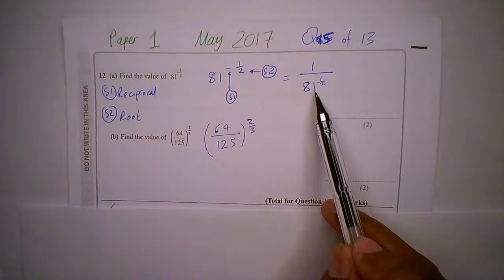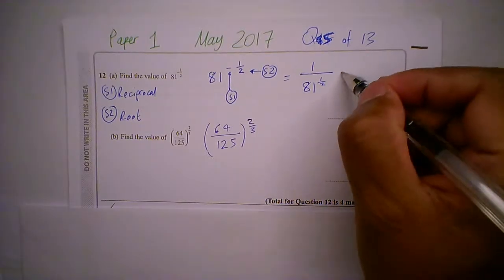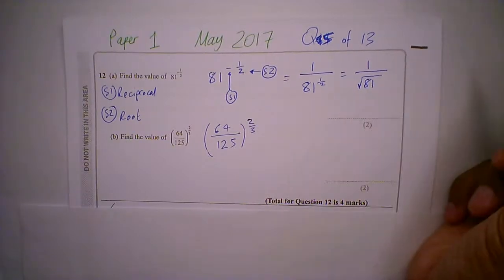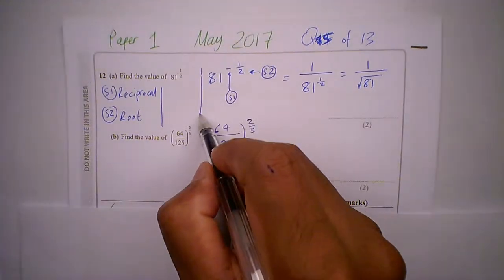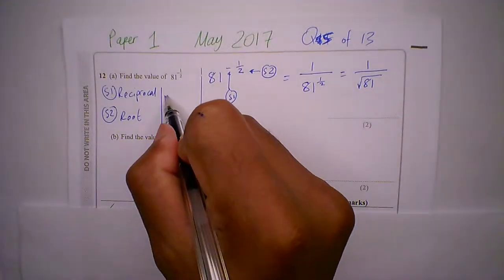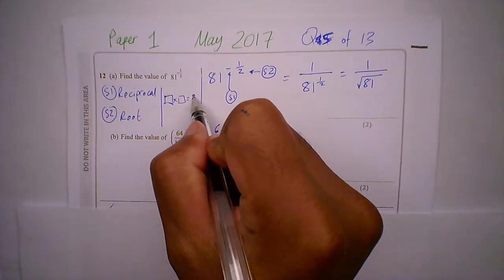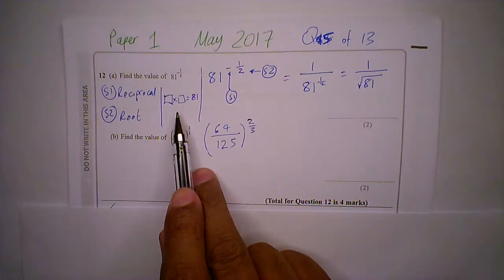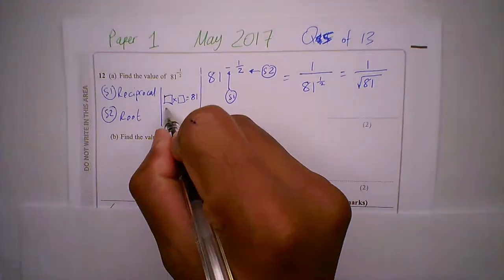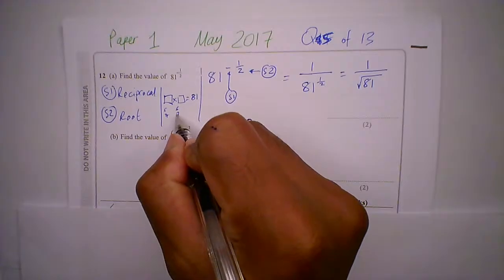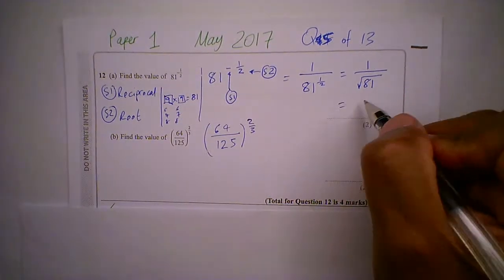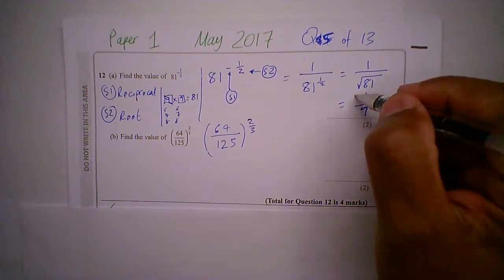You'll notice that when we have a half, it's the same as a square root. So the square root of 81. What number multiplied by itself gives us 81? It's not 1 squared, 2, so just go through it in order. 2, 3, 4, 5 squared is 5 times 5 is 25. 6 times 6 is 36. 7 times 7 is 49. 8 times 8 is 64. So 9 times 9 gives me 81. So my answer is 1 over 9.